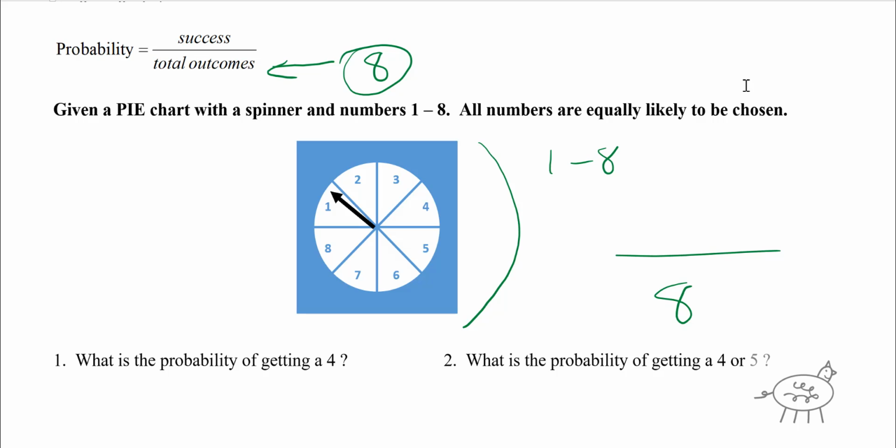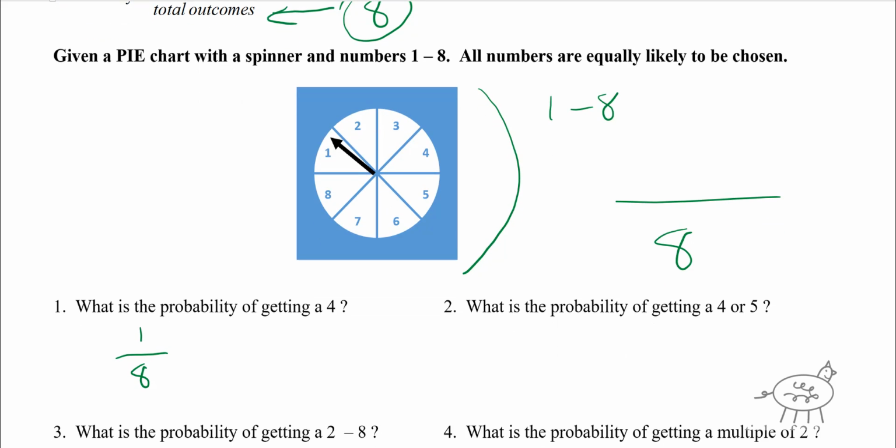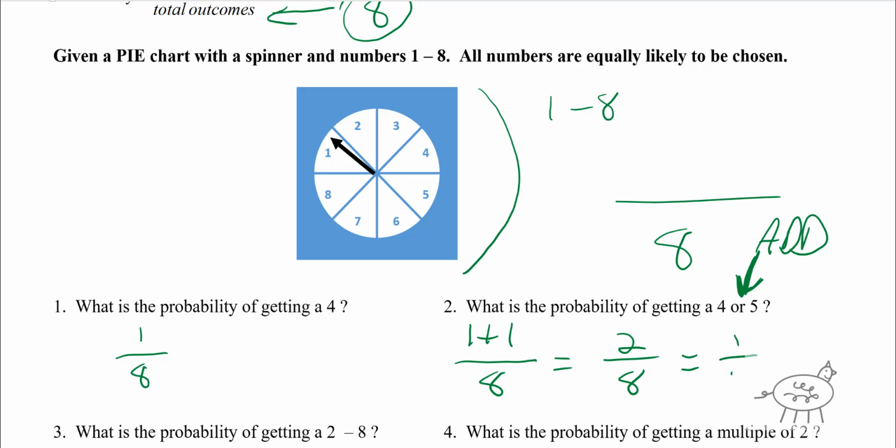There's only one 4, so it's 1 over 8. What is the probability of getting a 4 or 5? Now remember, you have this "or" here. Or means add. So the probability of getting a 4 or 5 is 1 plus 1, because there's one 4 and there's one 5, over 8. So the answer is 2 over 8. Okay, it's really not difficult at all. And you might have to reduce it, so you should know that 2 over 8 is 1/4.